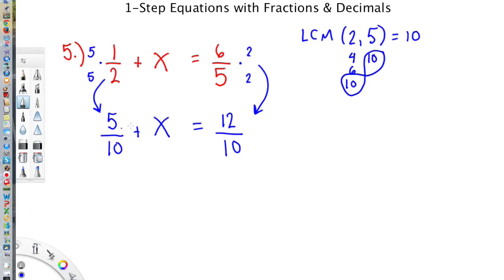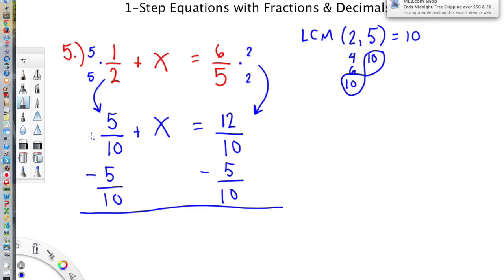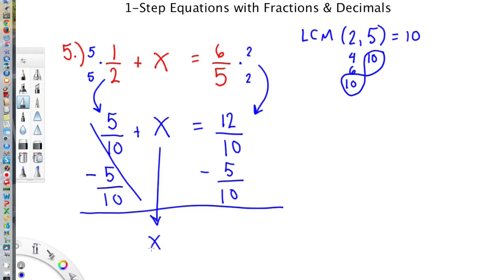Well, if I'm adding 5/10 to x, what's the inverse or opposite of that? We need to subtract. Once again, there's no need to simplify. We've already done that. And what we do to one side of the equation, we should do to the other. So there we have it. 5/10 minus 5/10. These bad boys will cancel each other out. I bring down my variable and I get an x. I bring down my equal sign. And now I have 12/10, and if I take 5/10 away from 12/10, that will leave me with 7/10. And there is my answer.